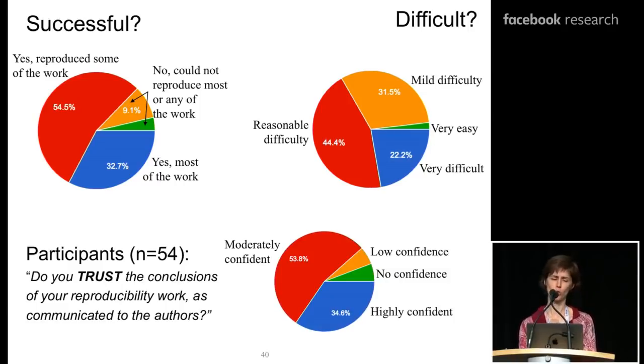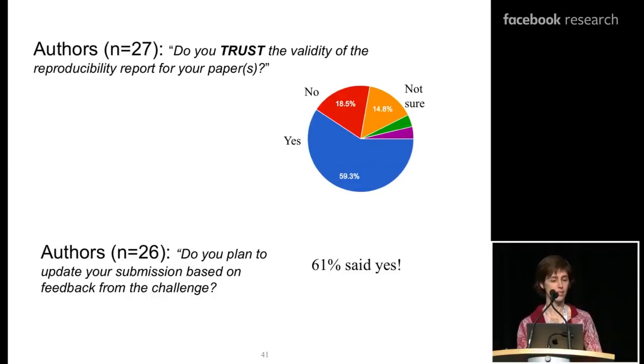We asked the participants, do you trust the results of your work as communicated to the authors? Most of them, in red, were moderately confident, or in blue, highly confident. Then we asked the authors, do you trust the results of the reproducibility effort? And actually, 69% said yes. 15% said not sure, and 20% said basically that the feedback showed a poor understanding of the work.